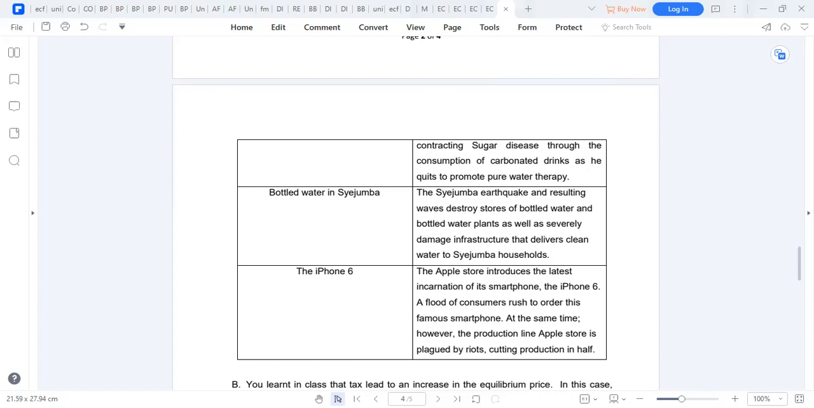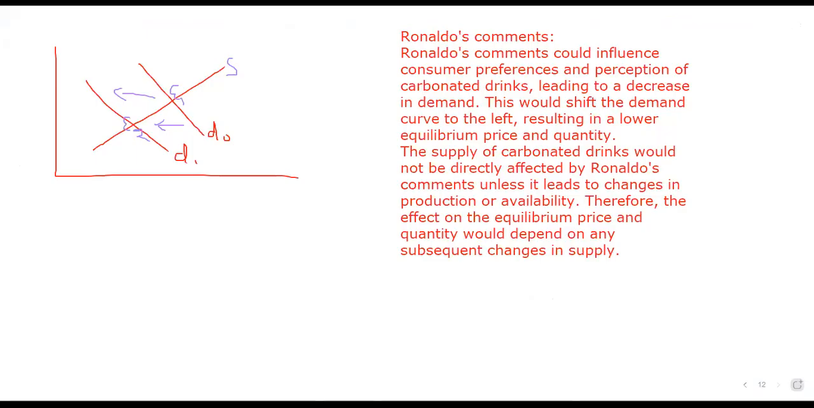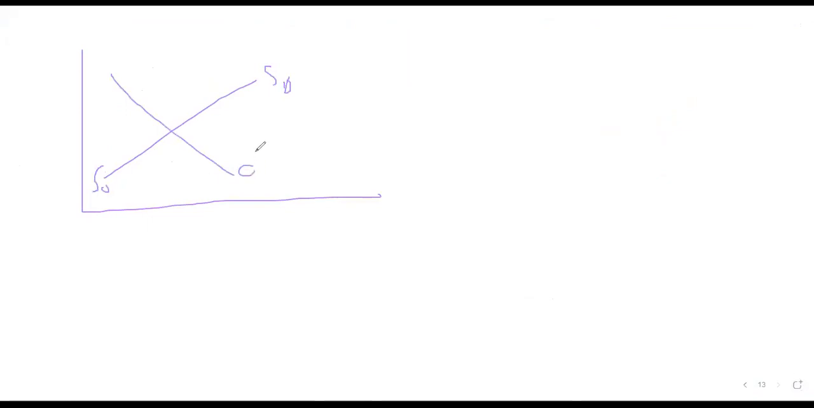So here, what they want you to understand is which curve will be affected. When the earthquake hits, this is supply 0, and we have the same demand. The demand will not be affected, sorry. The supply will shift upwards from S0 to S1, causing the equilibrium to change from E0 to E1.